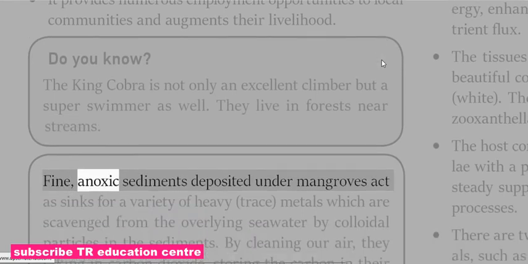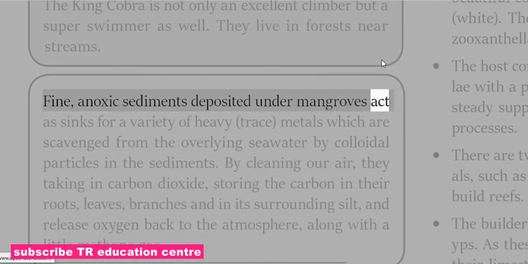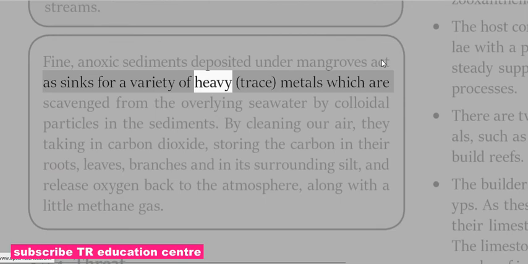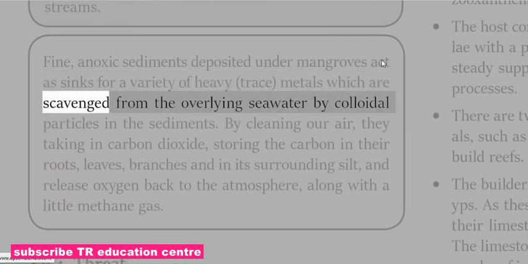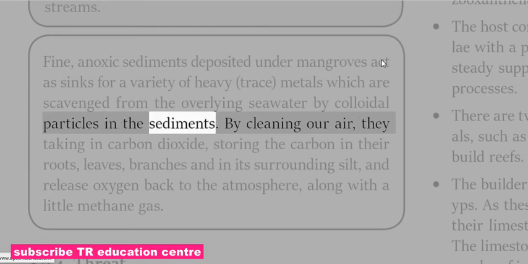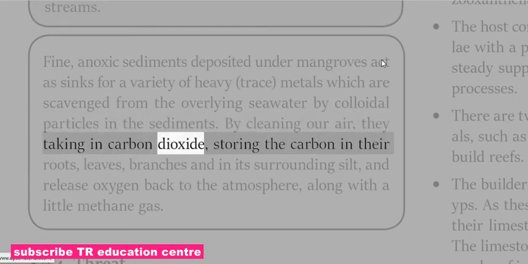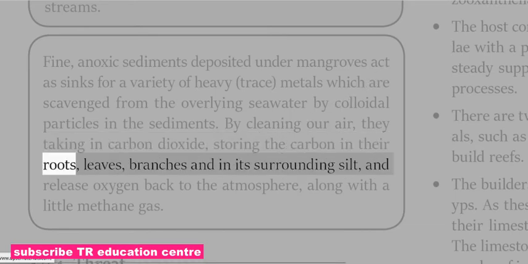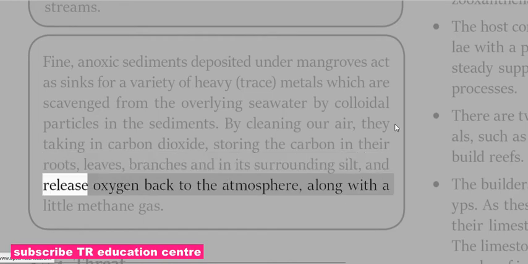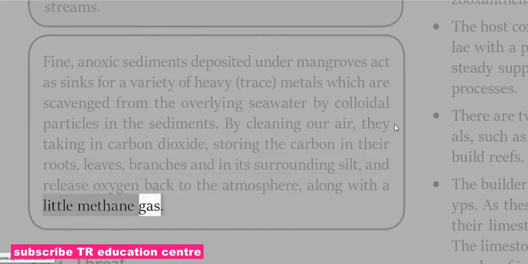Fine, anoxic sediments deposited under mangroves act as sinks for a variety of heavy, trace metals which are scavenged from the overlying seawater by colloidal particles in the sediments. By cleaning our air, they take in carbon dioxide, storing the carbon in their roots, leaves, branches and in the surrounding silt, and release oxygen back to the atmosphere, along with a little methane gas.